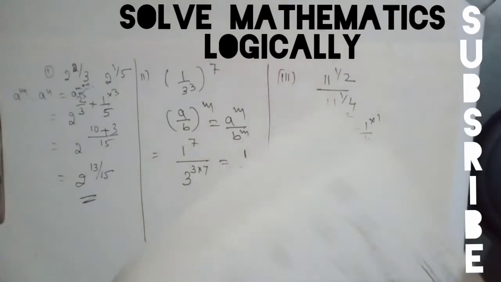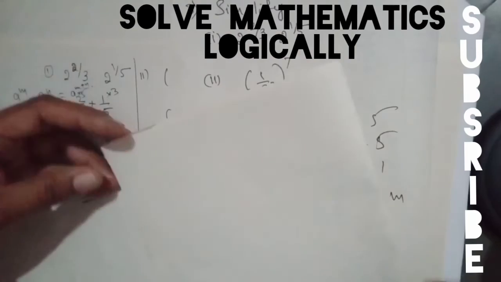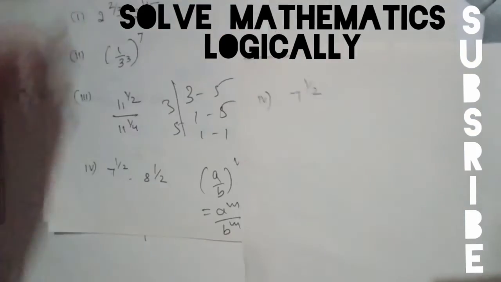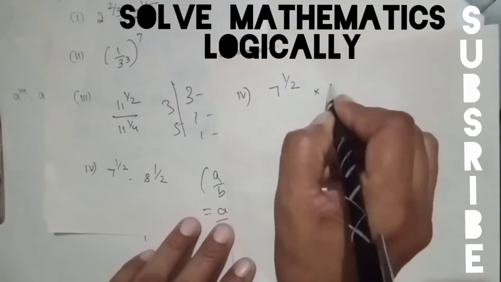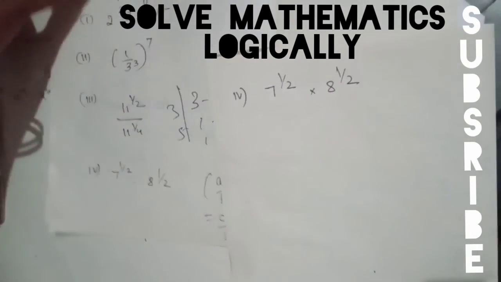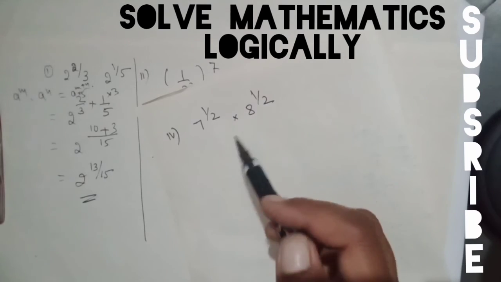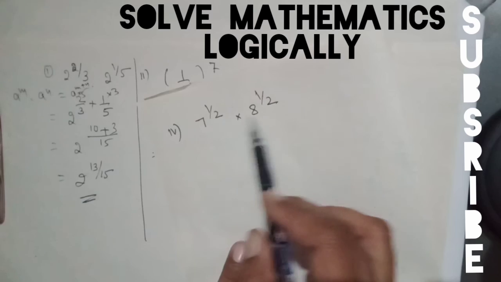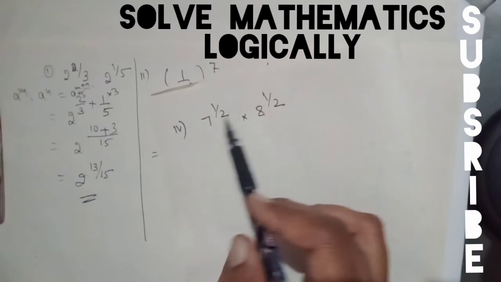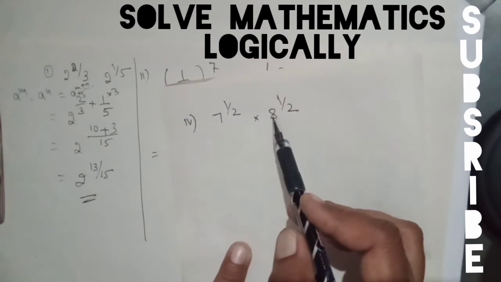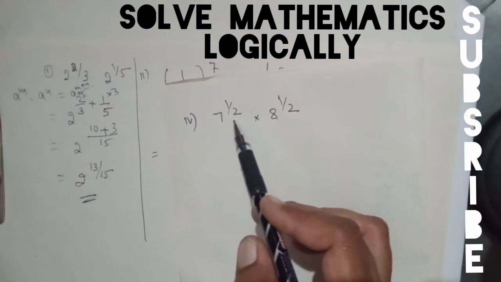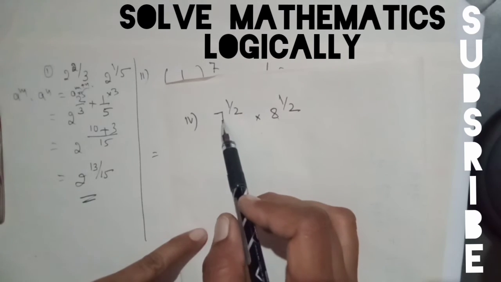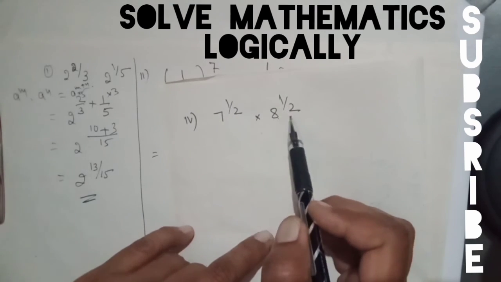And the last one, which is also very interesting, the fourth one: 7 raised to 1 by 2 into 8 raised to 1 by 2. See children, in the previous first question I discussed it. Powers are the same, but the bases are different. See, all the questions are different from each other. So you need to practice. If you have the R.D. Sharma book, better practice some questions based on this. Now look at this one: 7 raised to 1 by 2 into 8 raised to 1 by 2.